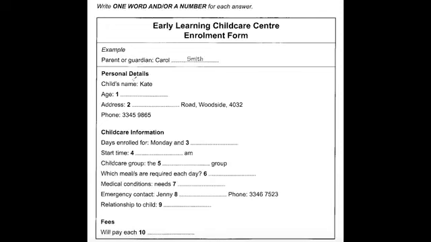Fine. She's so excited about her birthday and coming to the centre. Oh, that's good to hear. And what's your address? It's 46 Wombat Road. That's WOMBAT. Woodside 4032. And what's the phone number? Oh, it's 3345 9865. So, have you decided on the days you would like to bring your daughter here? I'd prefer Monday and Wednesday if possible.